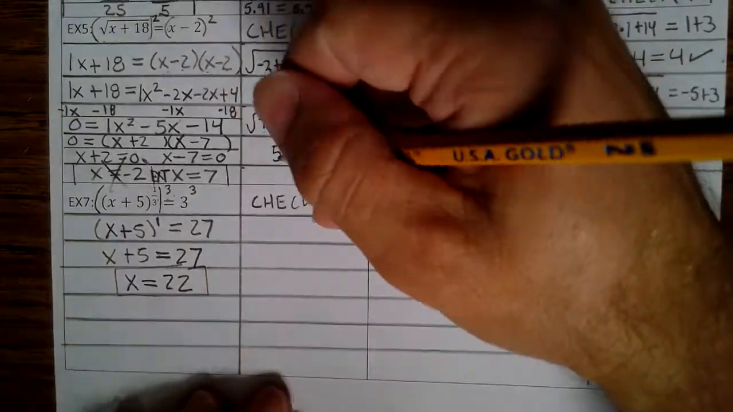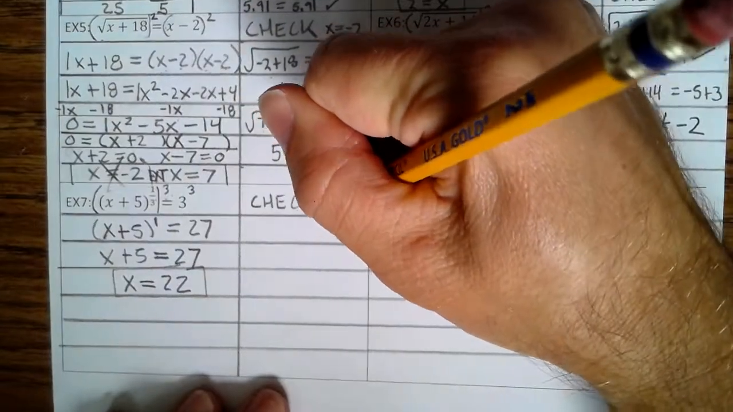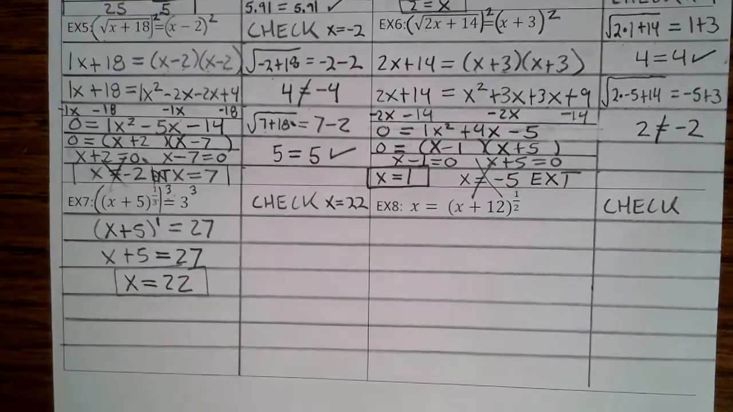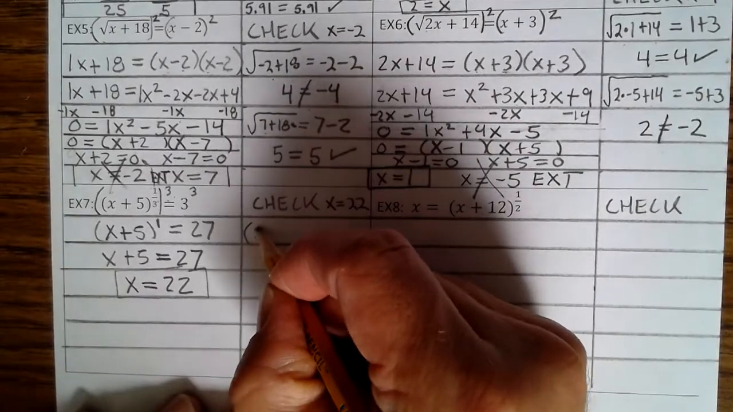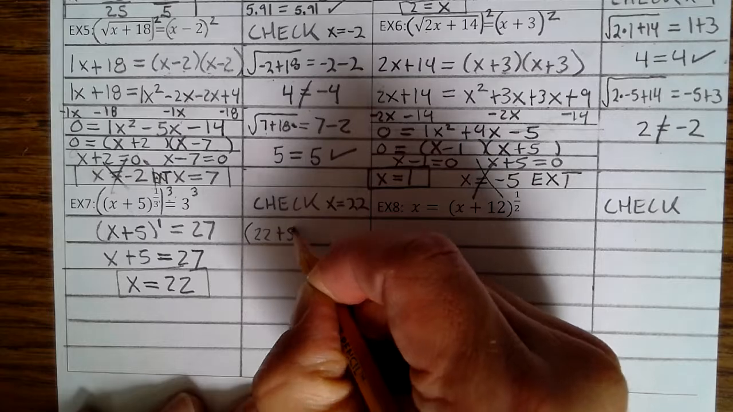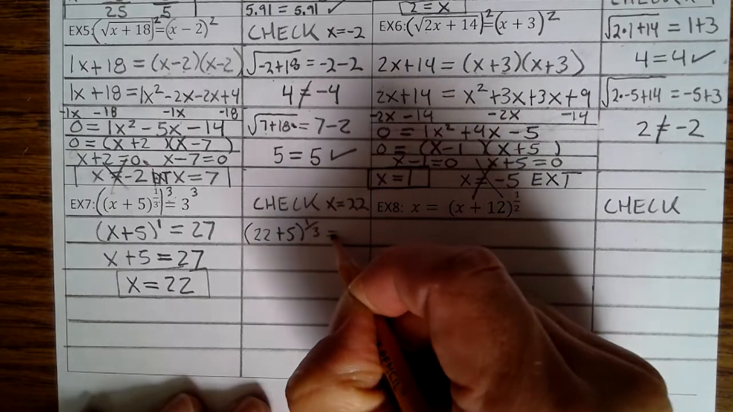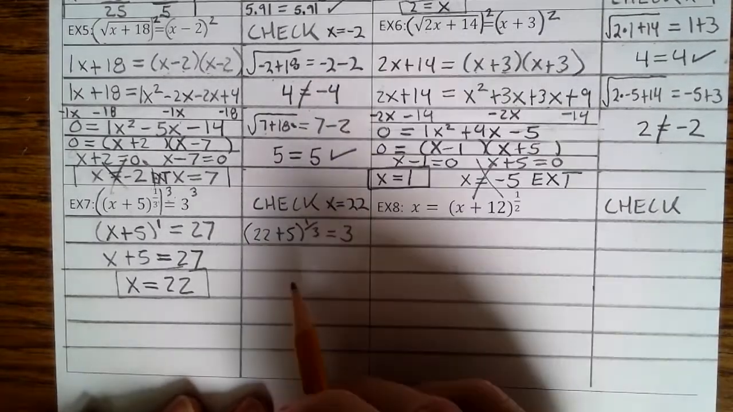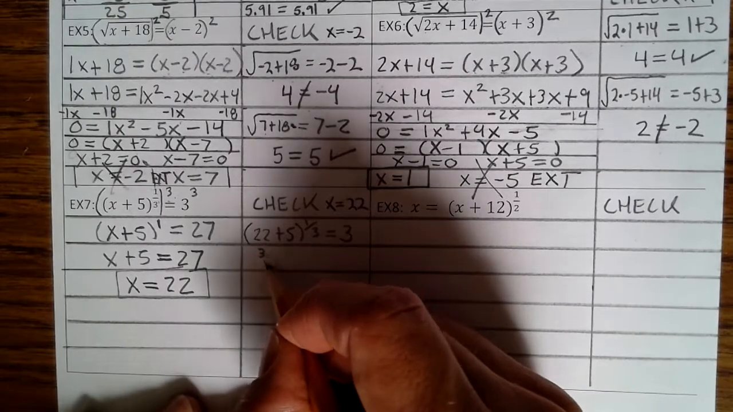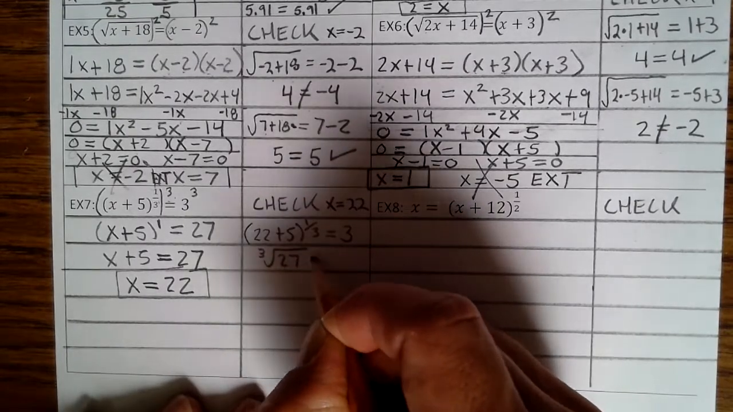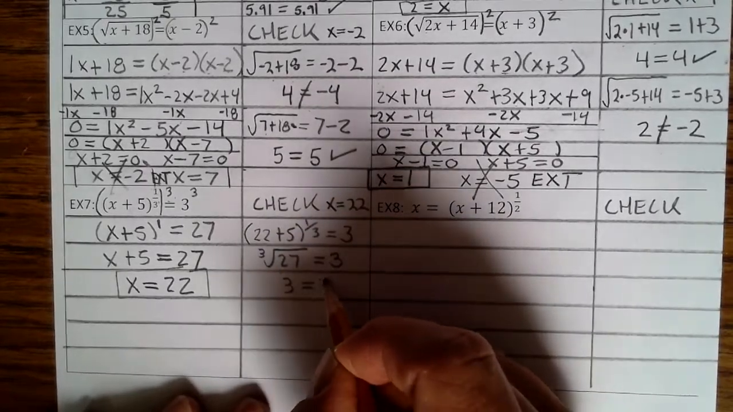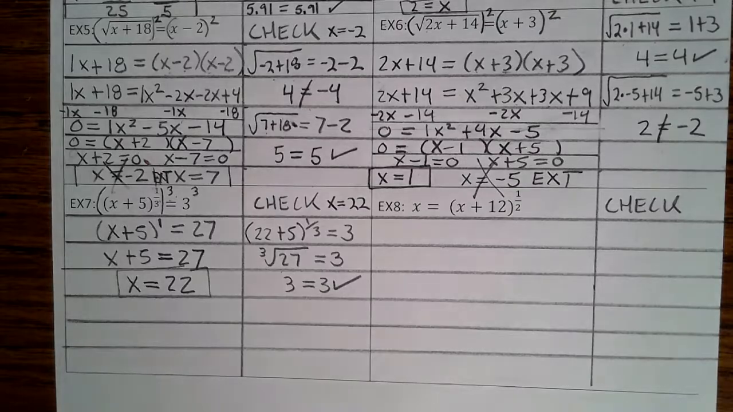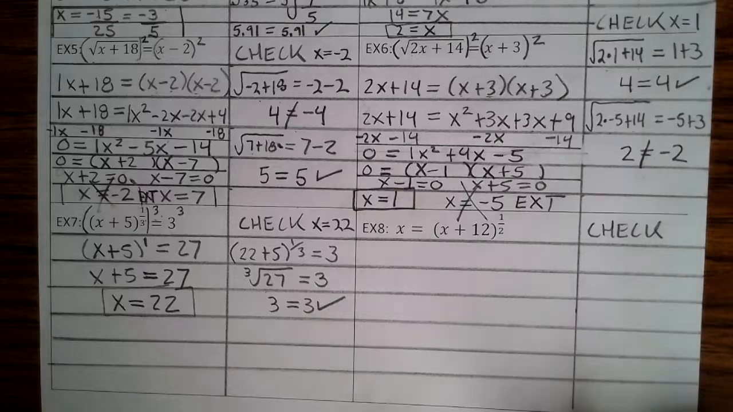Okay, so now we're going to check x equals 22. So we plug that in, so that's 22 plus 5 to the 1/3 power equals 3. Well, I can rewrite this as the cube root of 27 equals 3. The cube root of 27 is 3, so 3 equals 3, and it checks. Okay? All right, last example.